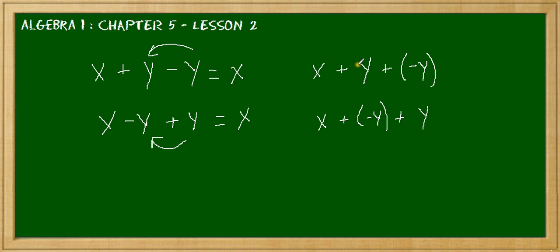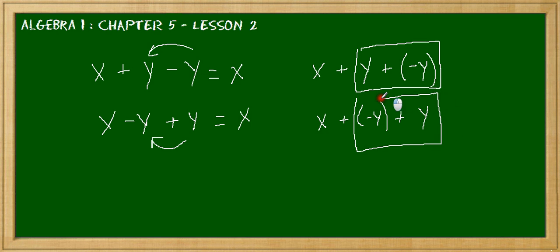And we can see that what we're really left with are the opposites, the positive and negative, and the negative and positive. So they offset each other, they cancel out, they undo each other, and basically what you're left with in both of these is x, okay?